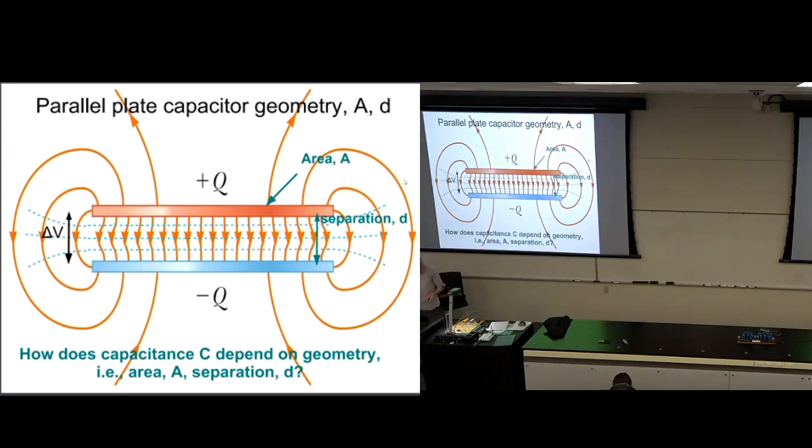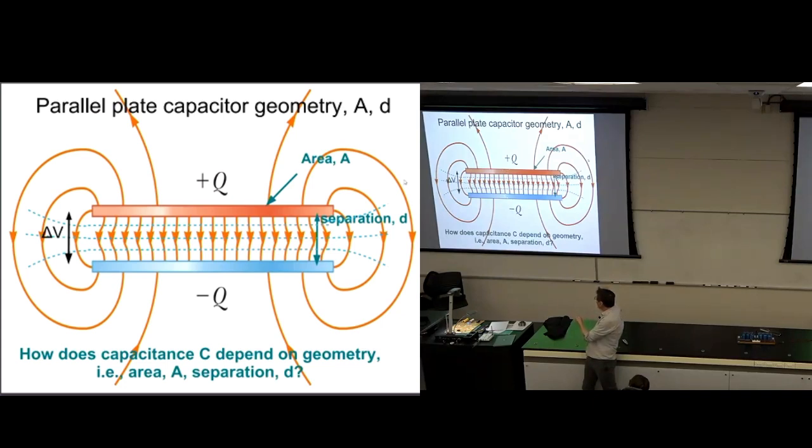Here's a picture of a parallel plate capacitor. It's a sketch of a parallel plate capacitor showing the geometry of a parallel plate capacitor. Why do we call it a parallel plate capacitor? Because it's got two parallel plates. So here's the top one, and here's the bottom one in red and blue. We put positive charge here on the top one and negative charge on the bottom one.